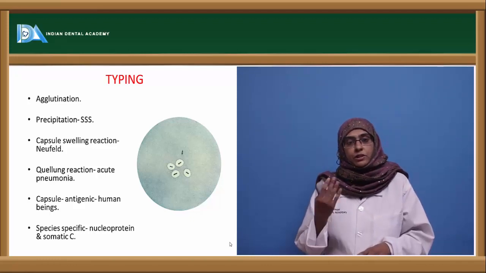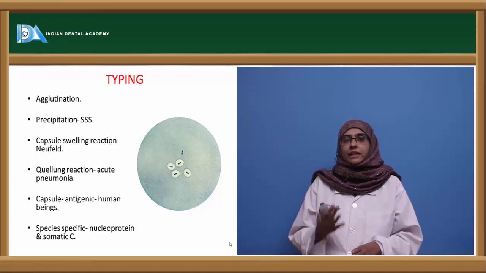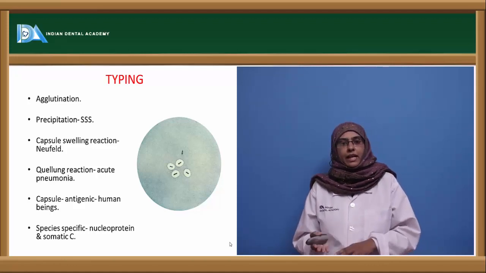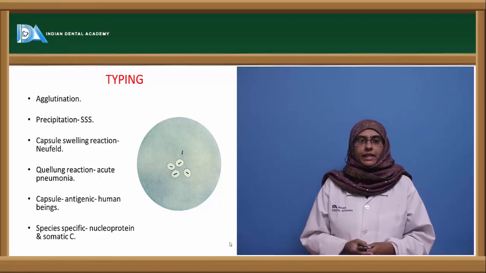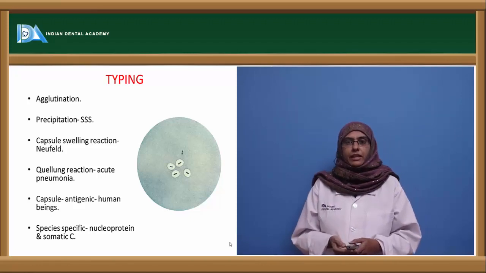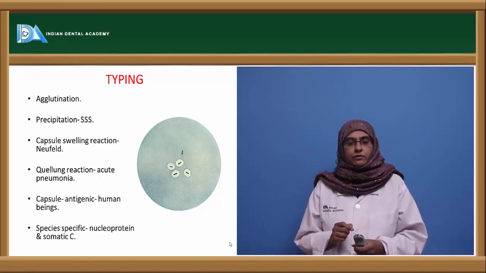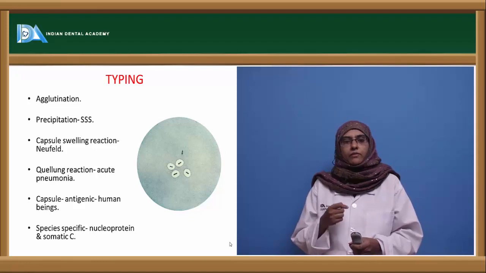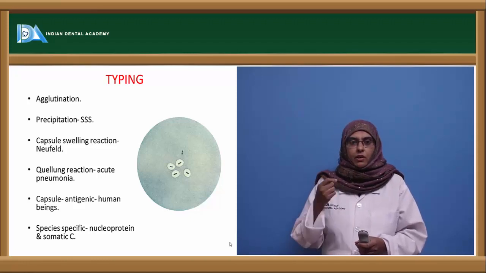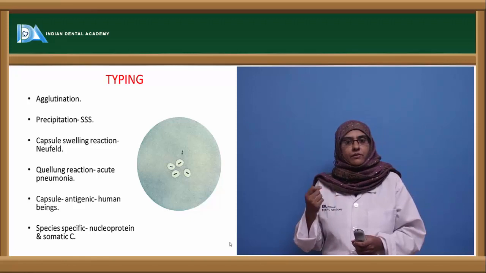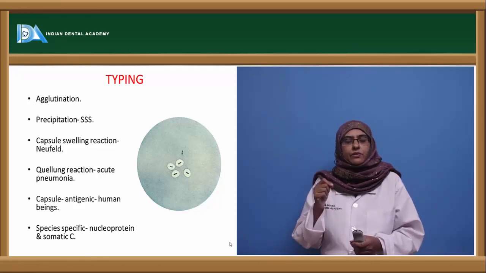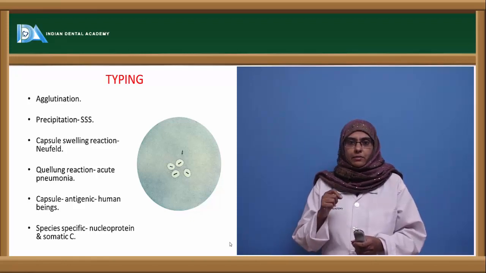And the third and most important one is the Quellung reaction, that is a capsular swelling reaction, also called the Quellung reaction, which was discovered by Neufeld. And here in this particular test what we do is we mix a drop of the capsular material, the organism which is active, with the anti-sera and a few drops of methylene blue.